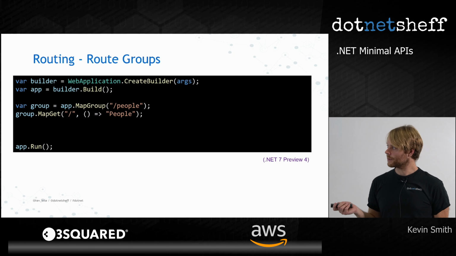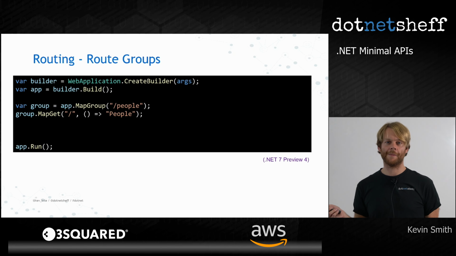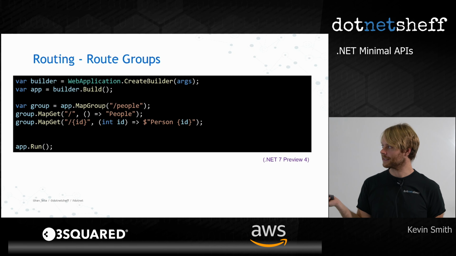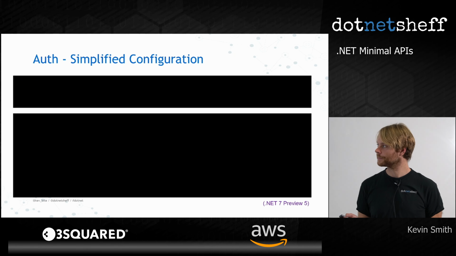We have route groups as well. In .NET 6, we couldn't do this, but now we can just do MapGroup. We can say map a group of /people, and then on that people, we can do a get, we can do an /id, we can do a post, and then they'll all map at the end of the map group, which is a lot nicer and cleaner.